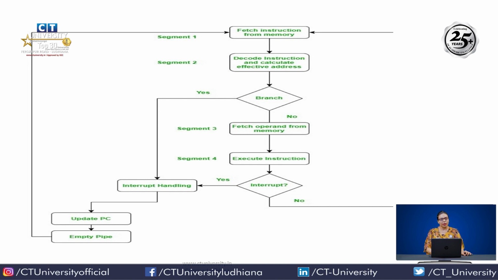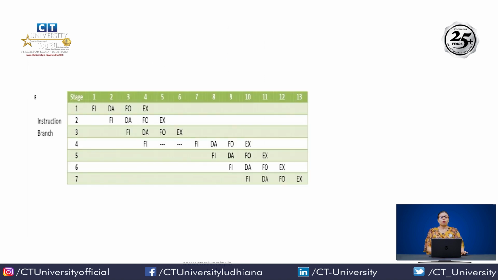It will fetch the operand from the memory, then execute the instruction. Again it will check whether there is an interrupt or not. If there is an interrupt, it will follow the same steps as I discussed earlier. If there is no interrupt, then it will write the result back to the memory. So these are the stages in pipelining.